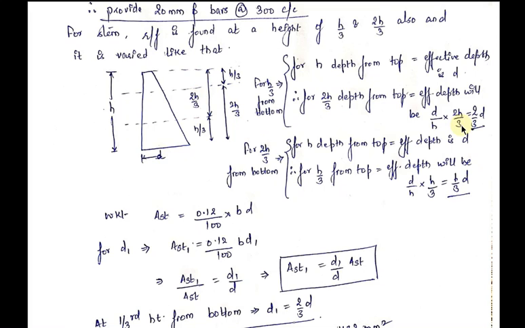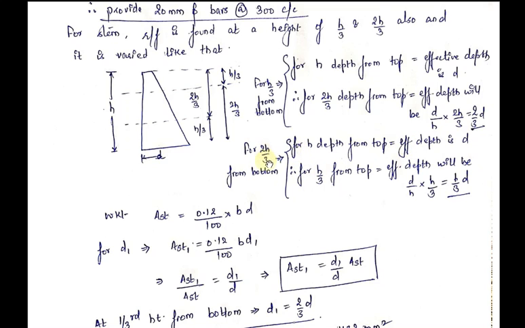See, the unitary method that we are applying here is just an approximate method. If you want to actually find out the real value of small d, you will have to find it at this level, h by 3, and then we will put the value, and then we will get the value of AST. But for our rough calculation, we can use the unitary method. See, for height h, the effective depth is d. Therefore, for a height of 2h by 3 from the top, the effective depth will be d by h into 2h by 3, which will be 2 by 3 d.